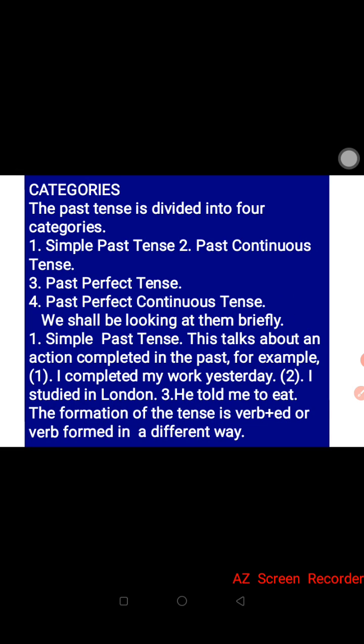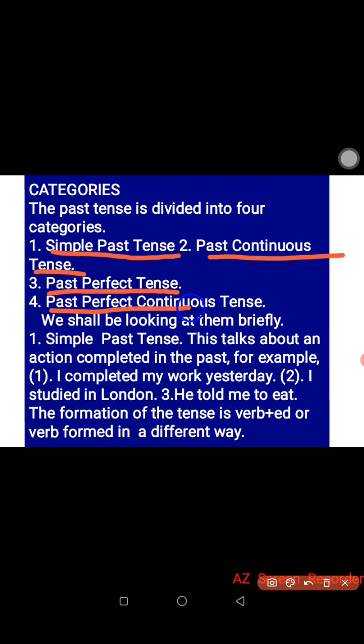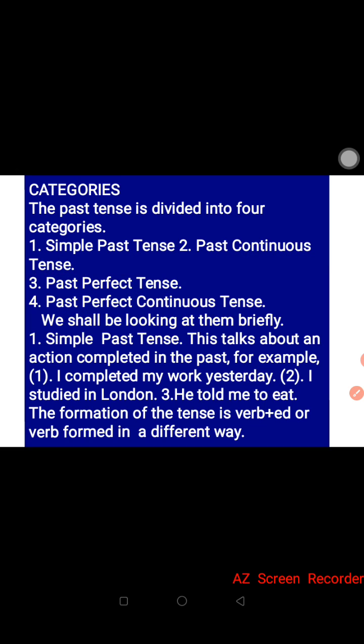But before we look at them, I said we have 4 categories of tenses. 1. Simple past tense. 2. Past continuous tense. 3. Past perfect tense. 4. Past perfect continuous tense. Let's now look at each of them.